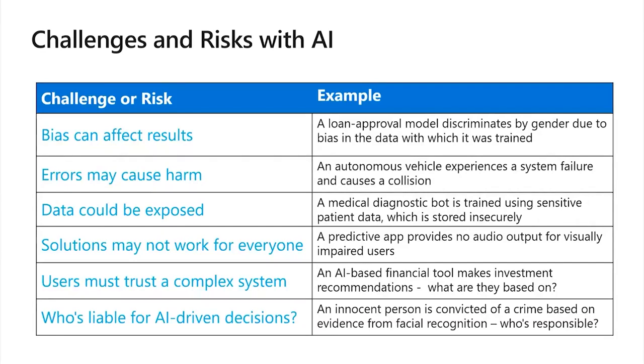Bias can affect results, right? A loan approval model discriminates by gender due to bias in the data with which it was trained. And for those who don't know what bias is, it is where the expected value of the result differs from the true underlying parameter being estimated. So there's a difference in the result. It shows you something, but the truth is actually different.